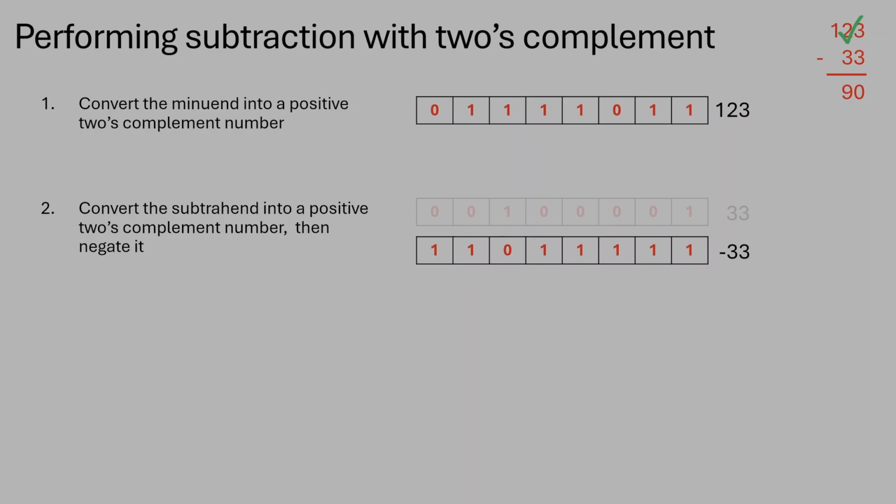With that, we can now do our addition, which is the same as doing a subtraction. So we're adding the negative number to the positive number. So we've got our representation of negative 33.